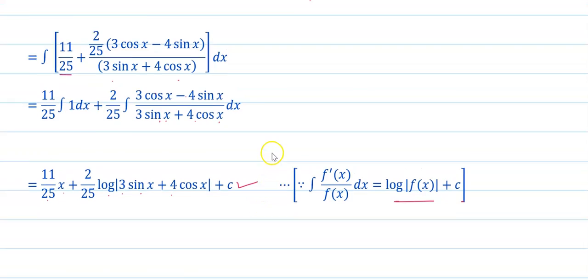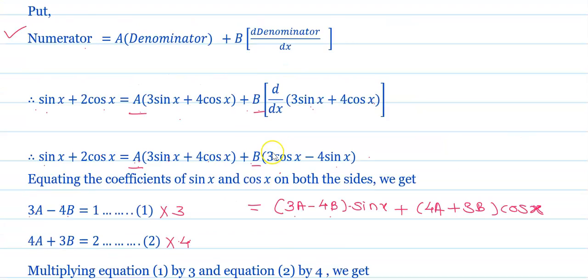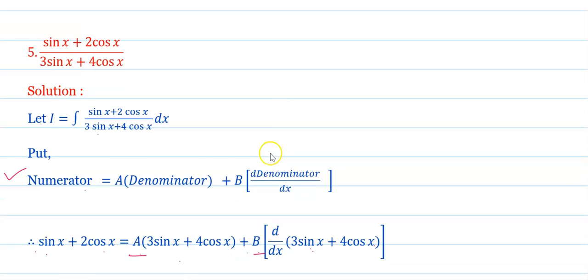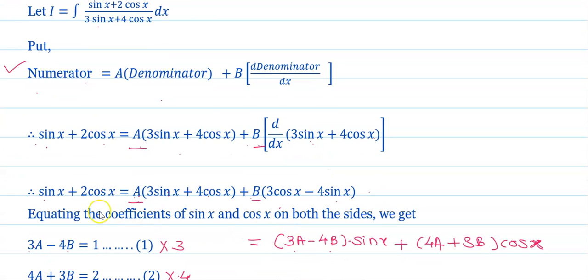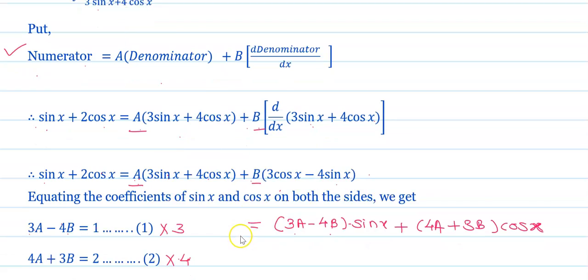And this is the answer. Okay. Again, you can see here, the calculations are plenty. If you practice 2-4 times, then definitely you will be the master of this type of problem. What type of problem is that? It is a sin x plus b cos x upon c sin x plus d cos x, and for this type of problem you have to apply the numerator is equals to a into denominator plus b into d by dx of the denominator. Find out the values of a, b, substitute the value of the numerator, and you will get the answer.